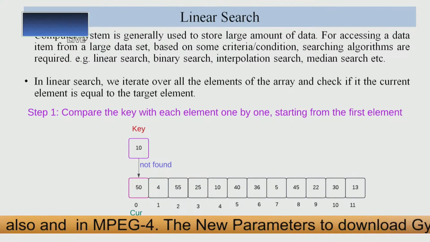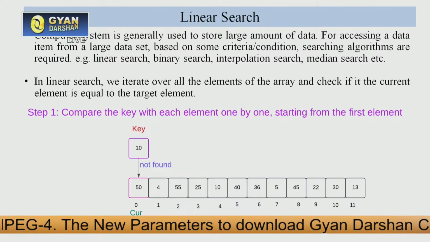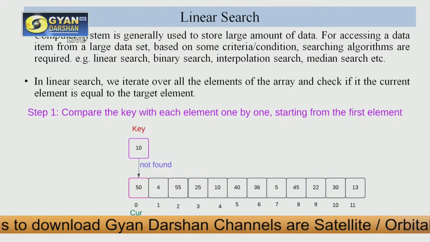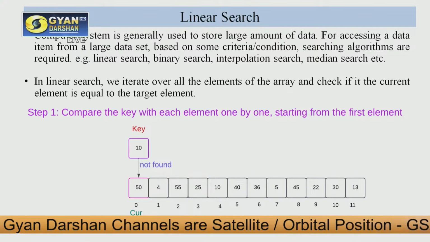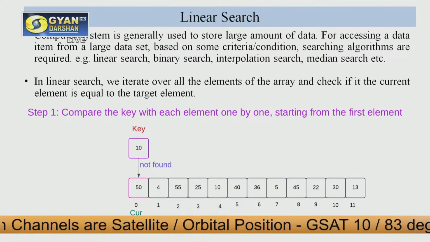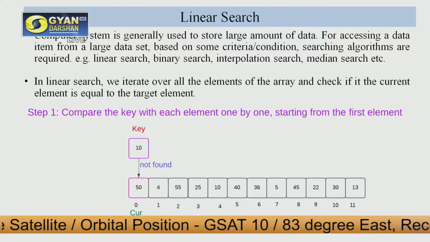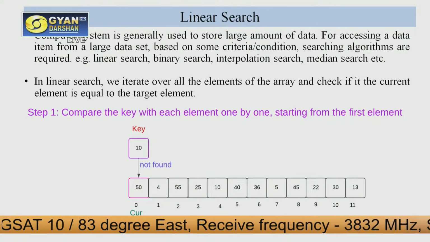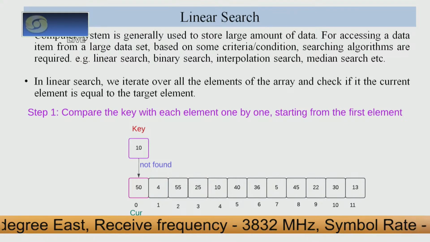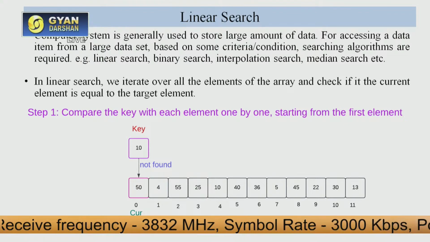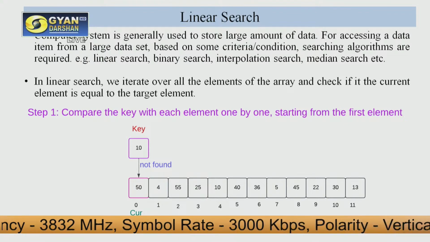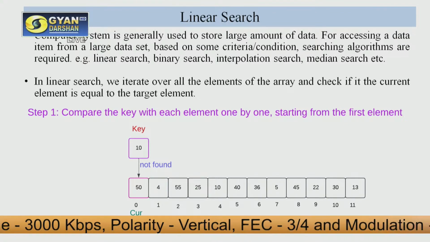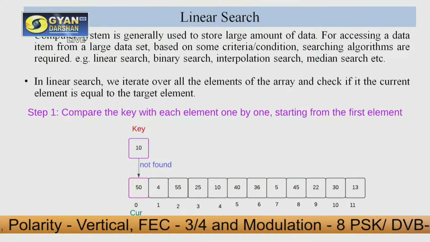As I told you, in linear search we compare the element to be searched starting from the first location, and we proceed one by one till the last location until we get the desired element. So in this example we will compare the key 10 with the first key stored in the array, and the first key is 50. So it is not matching, it is not found.